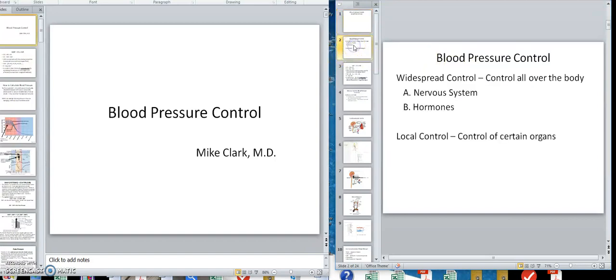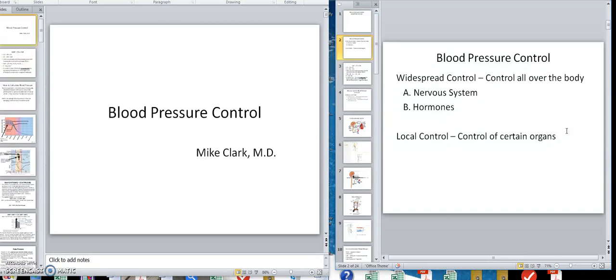All right. When it comes to blood pressure control, I'm going to say it this way. We have widespread control, which would be all over the body, and then we have local control in certain organs. Let me explain that. Let's use it in this analogy. We have a power company in Houston called CenterPoint, and they control the power pretty much all over the city.